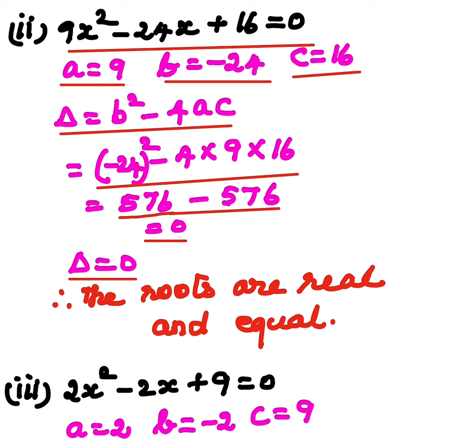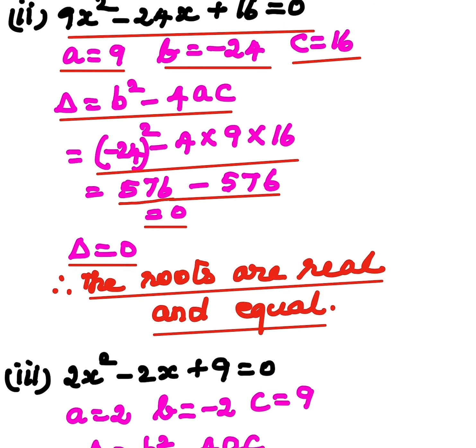Therefore, if delta is equal to 0, the roots are real and equal. Since the discriminant delta is equal to 0, by the table the roots are real and equal.